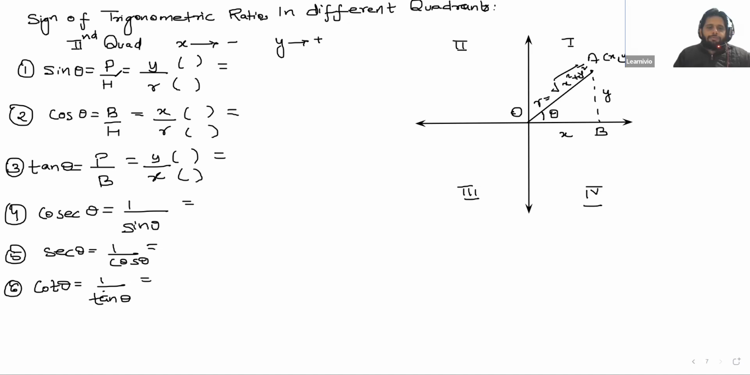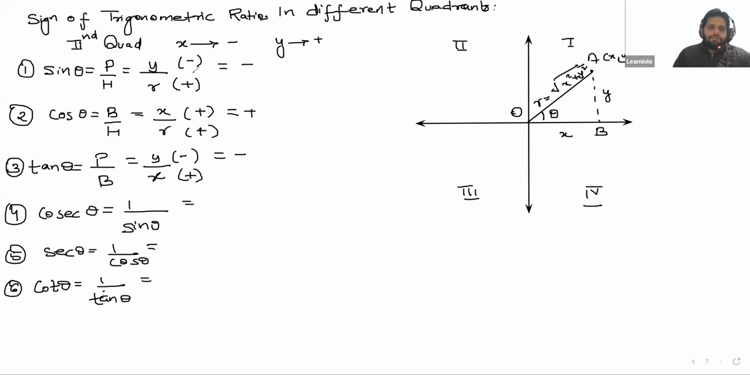Okay, now sin theta is p by h. Y negative. R will be positive or negative? Positive. R will always be positive, because it is under root of x squared plus y squared. Now what will sin theta be? Negative. Now cos theta: x negative, R positive. Cos theta will be? Negative. Tan theta is negative by positive, so tan theta is negative.